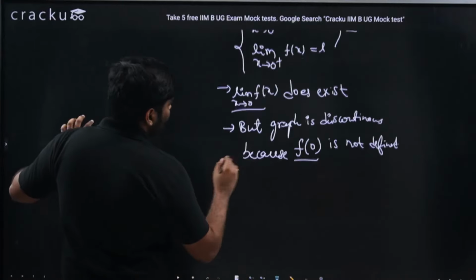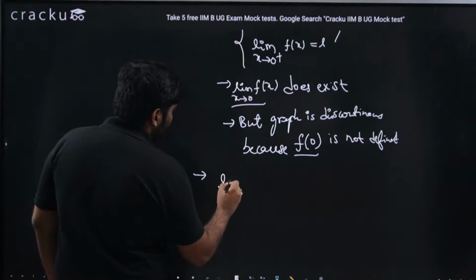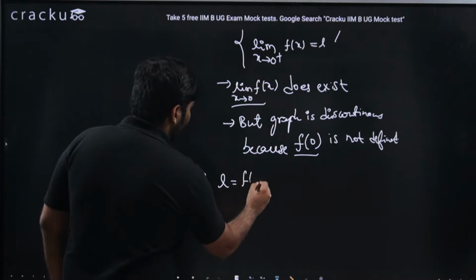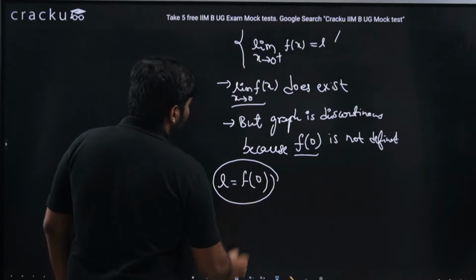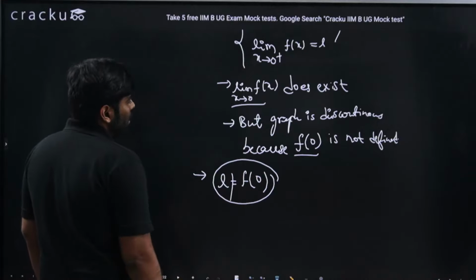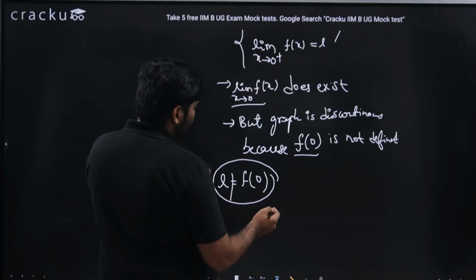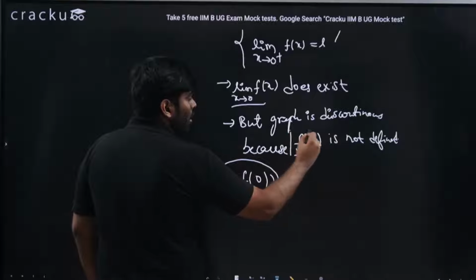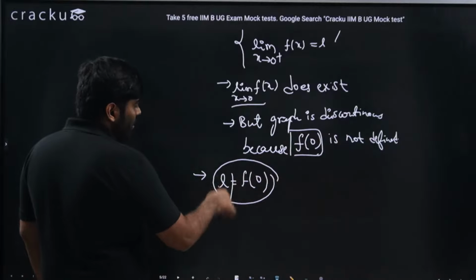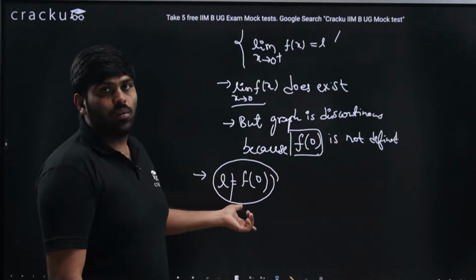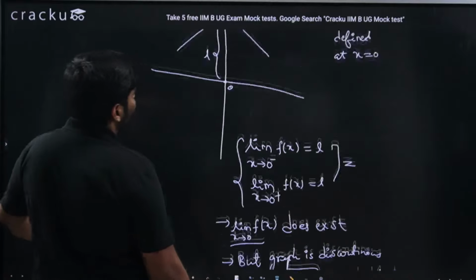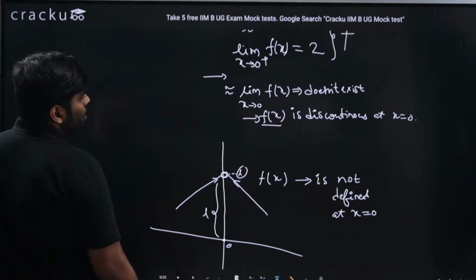But what is the condition? This limit L, where the right and left hand limits are equal, should be equal to f of 0. Then only you could say continuity. But now this is not equal, because the point is not about equality or inequality, but that it is not even defined. 0 is not in the domain. If on the other side these both are equal, then that would be a continuous function. So this is the major difference between continuous and discontinuous functions.